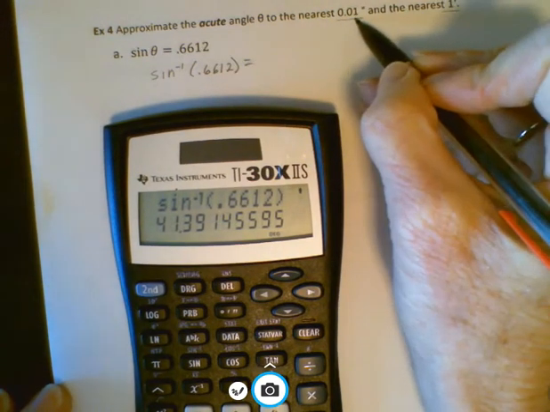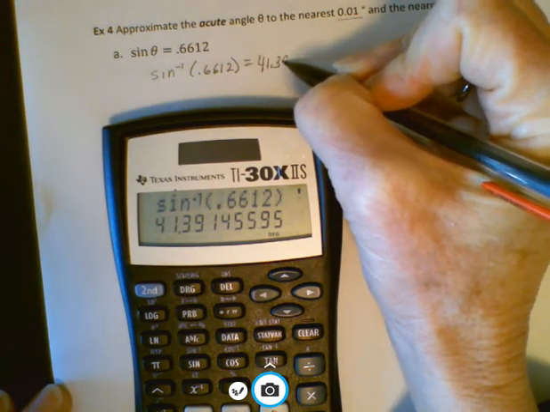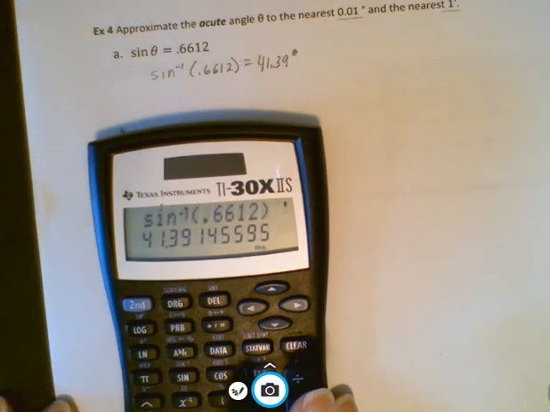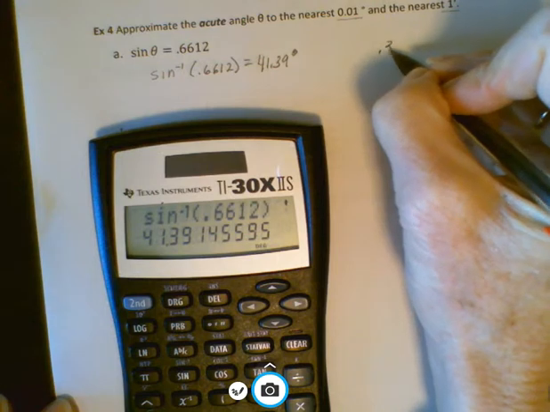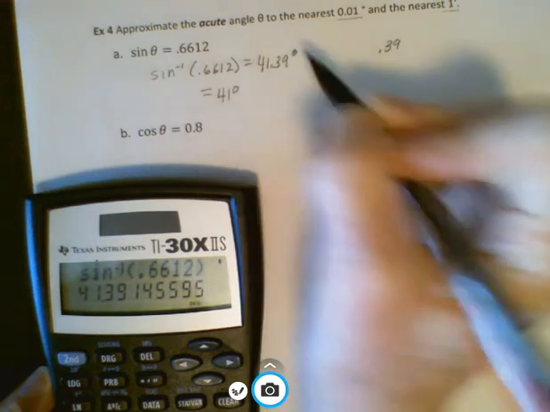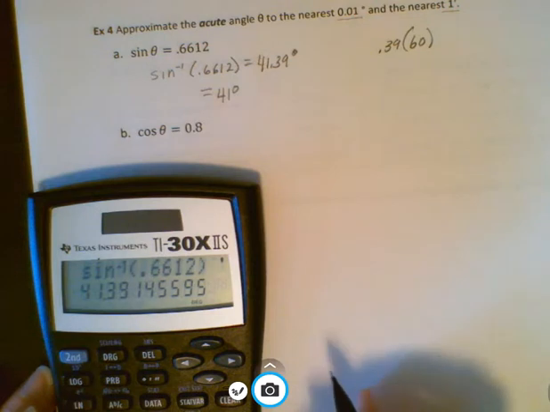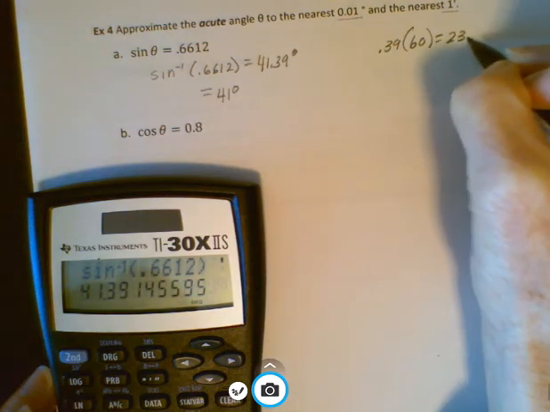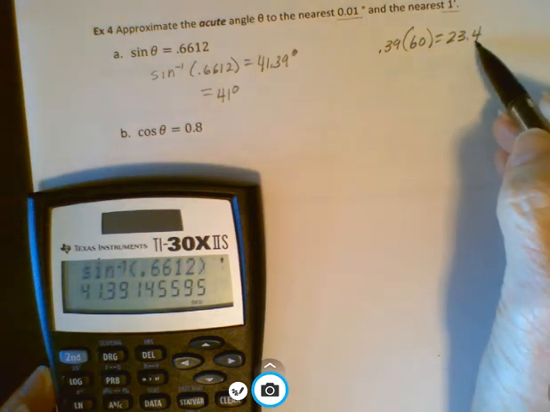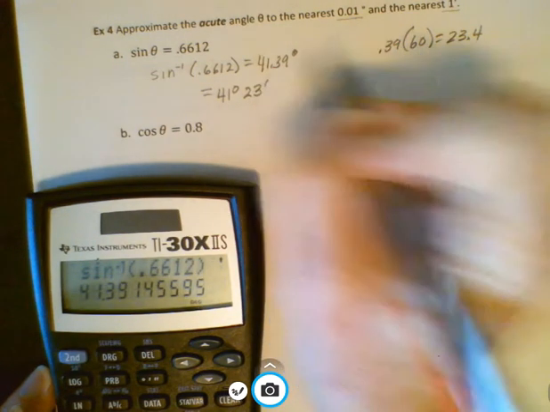So we get 41.39. We're supposed to go to 2 decimal places here, so 41.39 degrees, but it also said to the nearest minute. So we come over here, 0.39. To the nearest degree it's 41 degrees, but to the nearest minute, I've got to multiply 0.39 times 60. I get 23.4. It didn't say go to seconds, just minutes. 0.4 doesn't round up to another minute, so I would just say 23 minutes.